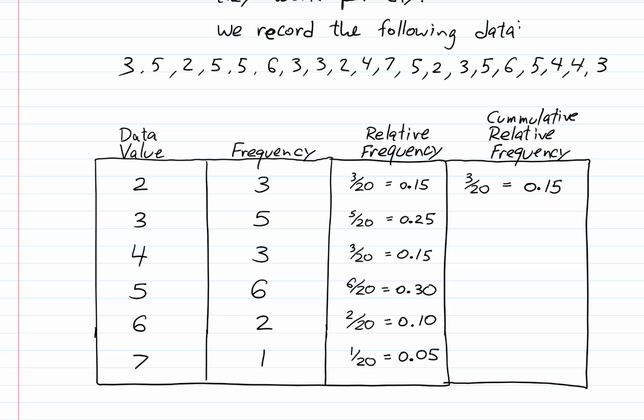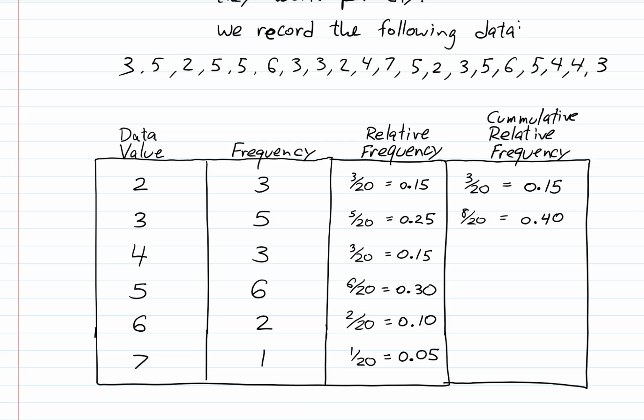But now for the second one, the data point is 3, and what you ask yourself is, what's the relative frequency of all of the data points less than or equal to 3? That means 2s and 3s. How many 2s and 3s are there? There's 8 of them. So we would write 8 out of 20, which is the same thing as 0.4 or 40%.